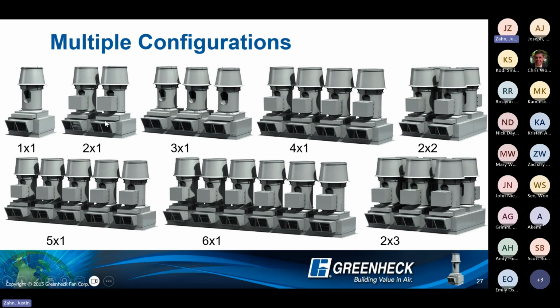Here are a couple of your typical configurations that you will see in the field, from 1x1 to 6x1 to 2x2 to 2x3, whatever it may be. Most manufacturers, including Greenheck, are able to accommodate basically whatever you guys would need. But these are your typical configurations.